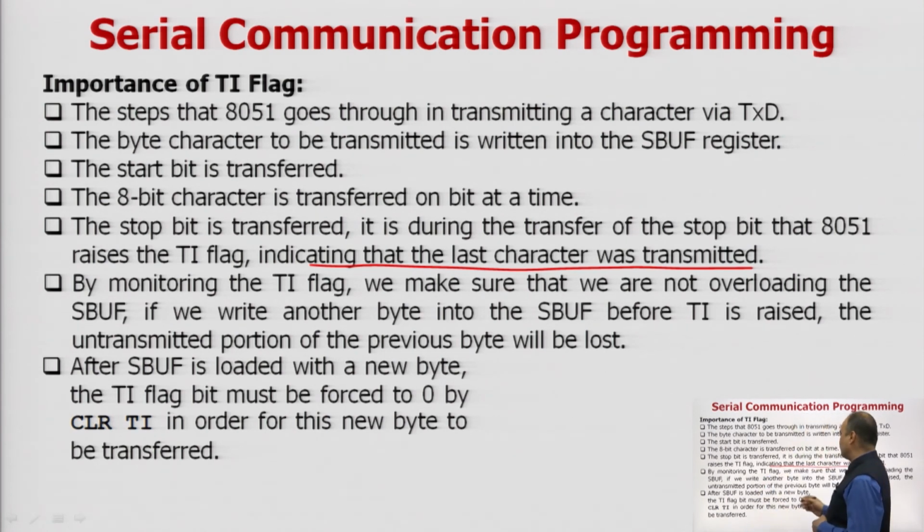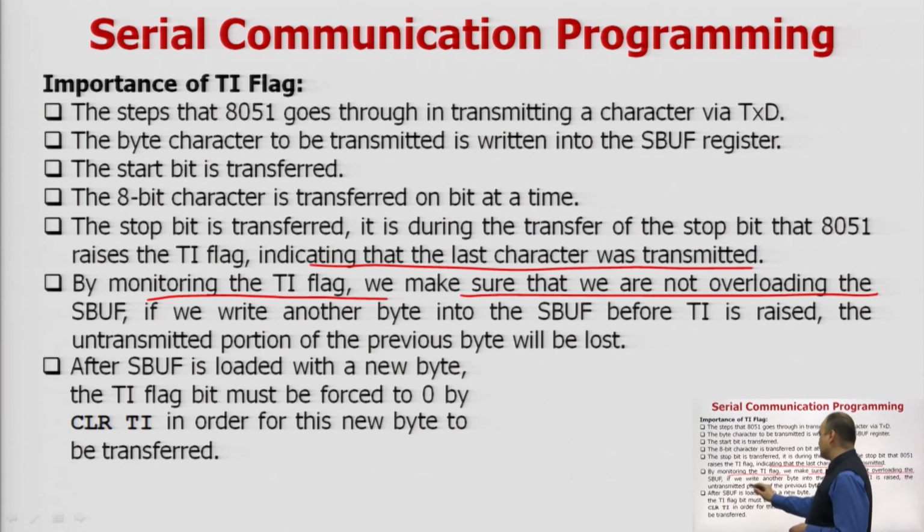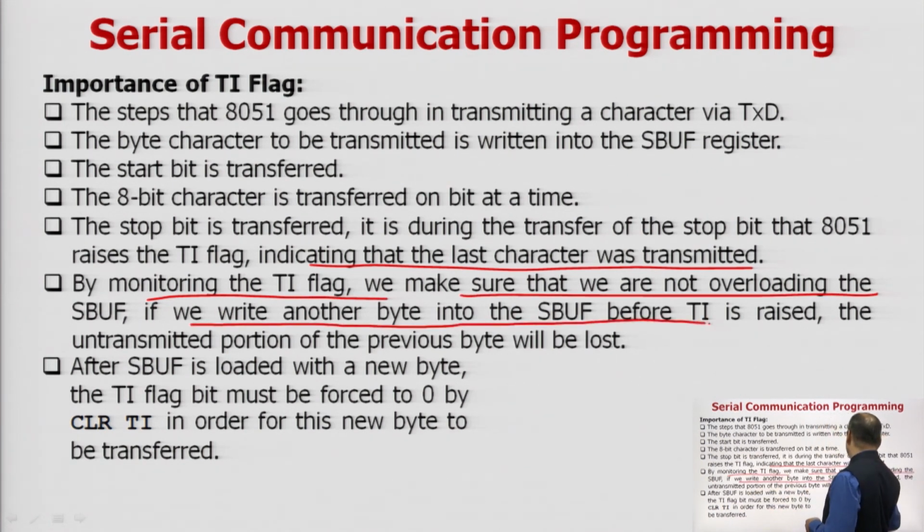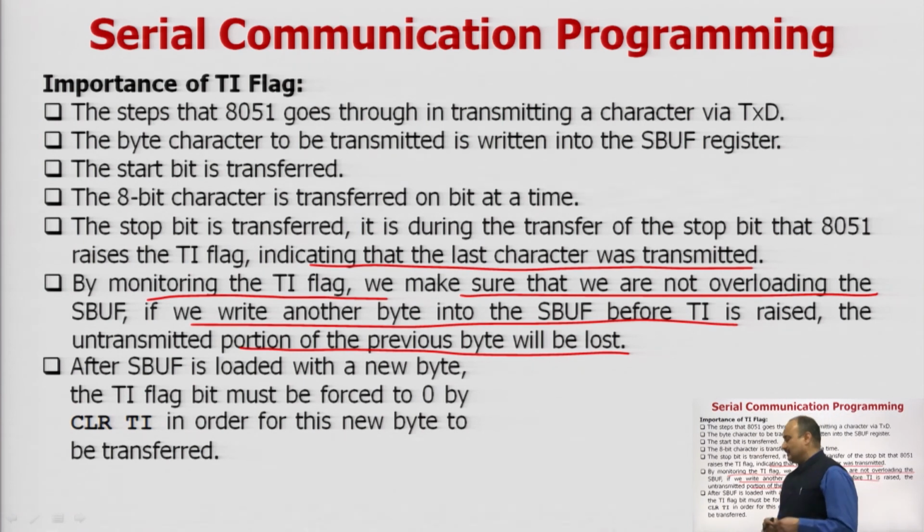So during the serial transfer, we need to frame the 8 bits between the start and stop bit. Once the stop bit is transferred, the TI flag is raised. By monitoring the TI flag, we make sure that we are not overloading the SBUF. If we write another byte into the SBUF before TI is raised, the untransmitted portion of the previous byte will be lost, so we need to take care of this. After SBUF is loaded with a new byte, the TI flag bit must be forced to 0 by the instruction CLR TI in order for this new byte to be transferred.